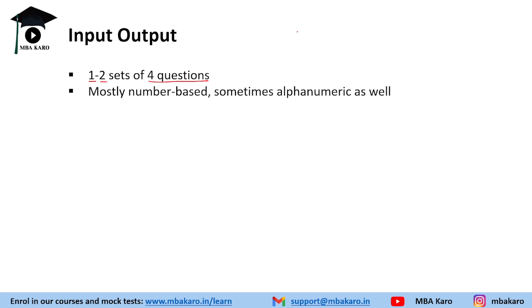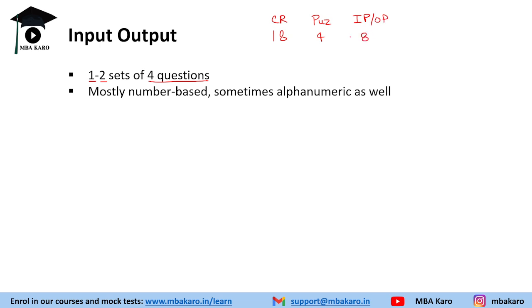So if we draw the breakup, let us assume that we get 18 questions of critical reasoning. Then you might have one puzzle set, that is 4 questions. Then you might have input output, that would be, let us say, 4 or 8 questions.